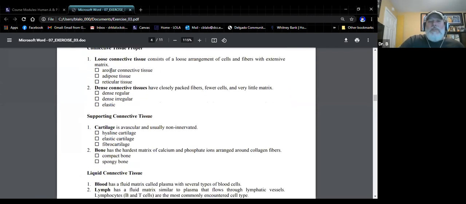In that loose connective tissue, we're going to talk about areolar connective tissue, adipose tissue, and reticular tissue or reticular connective tissue. These three are classified as loose connective tissues because we are going to have fewer fibers present in the extracellular matrix. So they're not going to be very packed together with fibers like we're going to see with the dense connective tissues. We're going to have lots more extracellular matrix or ground substance associated with these tissues.